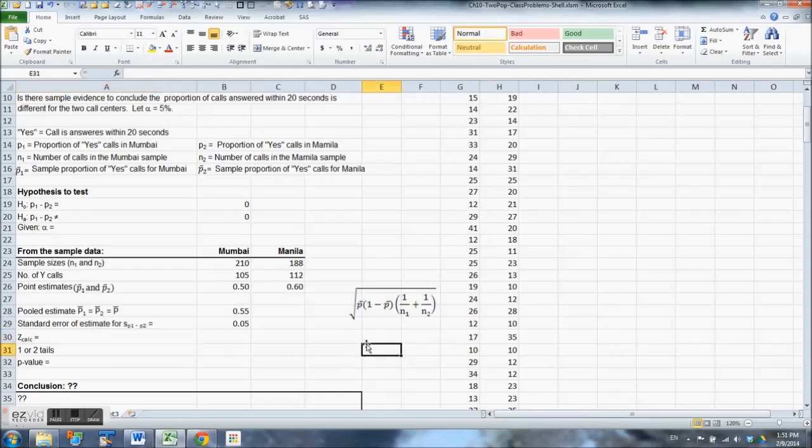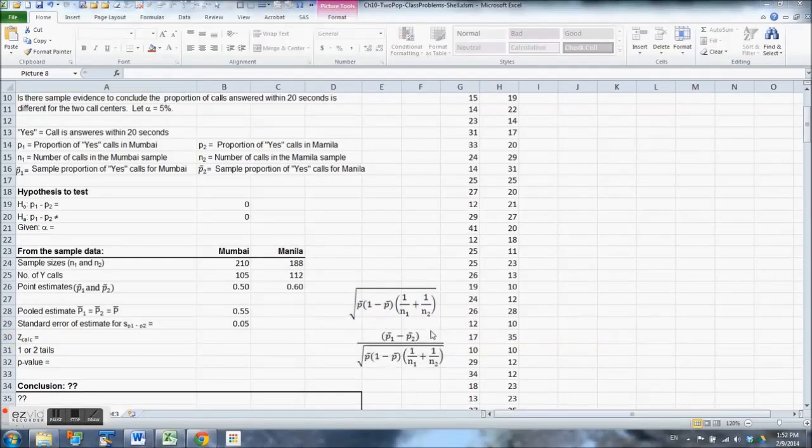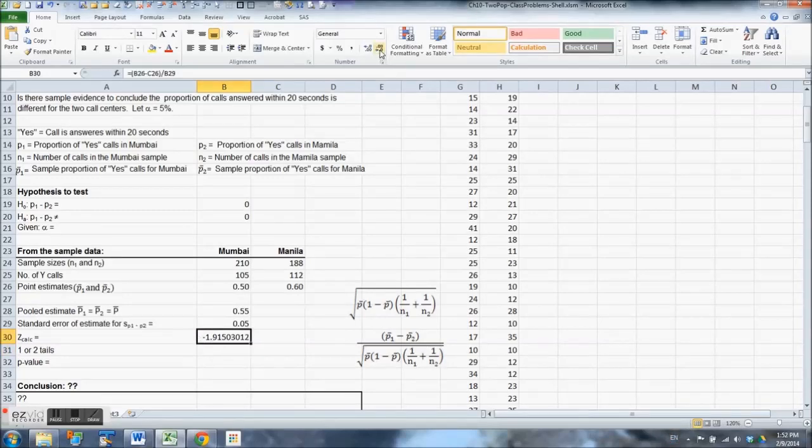Next is zcalc. So here is the formula for zcalc. So it's the difference between P bar sub 1 and P bar sub 2. So here is P bar sub 1 minus P bar sub 2. You divide by the standard error, which we have just computed, which is that. So that gives us the calculated z statistic value, and then we have to compute the p-value.